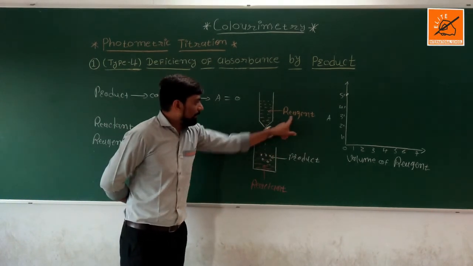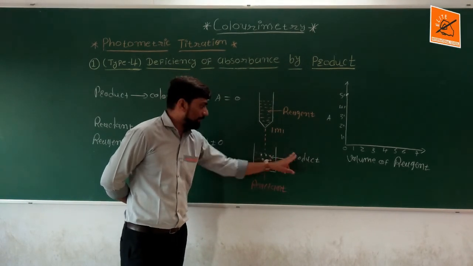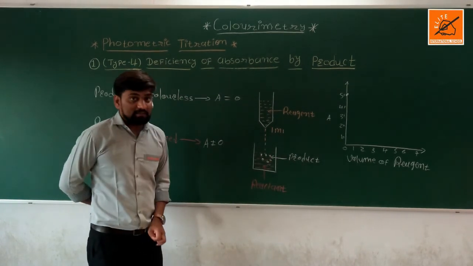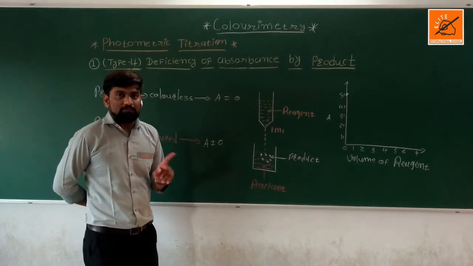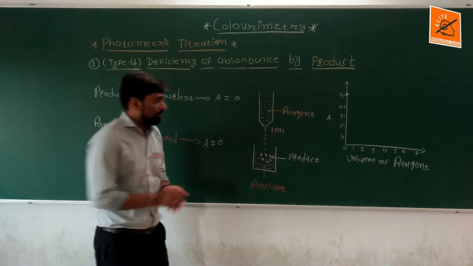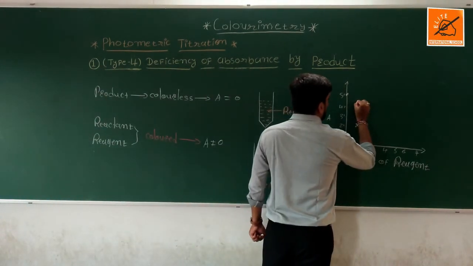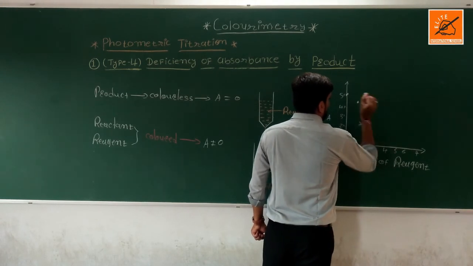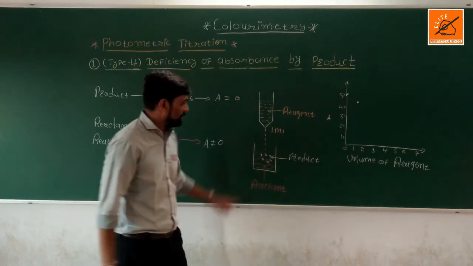So whenever 1 ml reagent is added into the flask, the reagent and reactant convert into the product. This means the volume of reactant decreases, and that's why the absorbance value decreases. Suppose this absorbance value is here when 1 ml reagent is added into the flask.